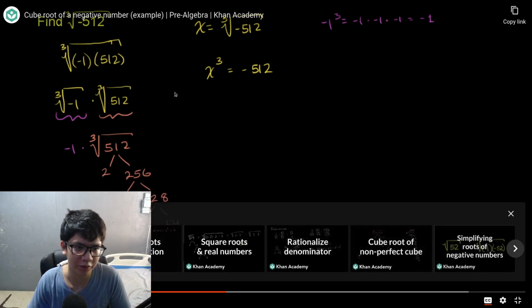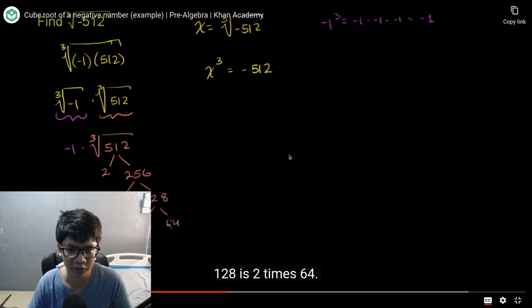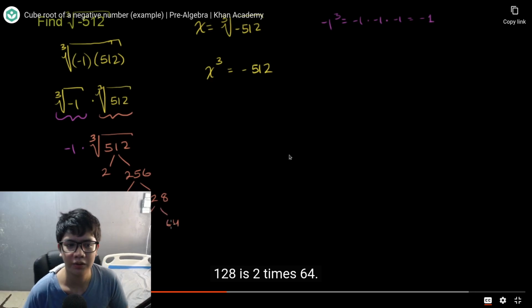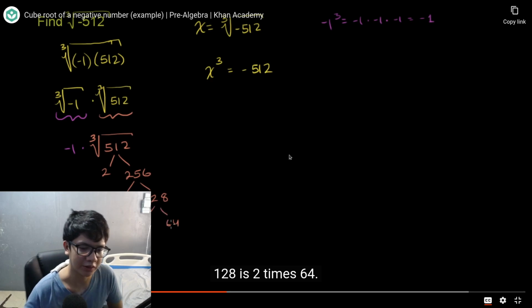Why can't we do that kind of logic with square root? Square root of -4. Oh, I guess you can square -1.